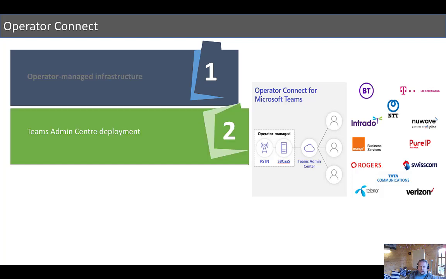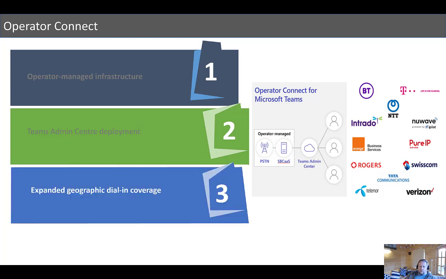The other thing it's provided is obviously access for those operators to deliver that product directly through the Teams Admin Center. And that's going to have been done through a standardized set of APIs. And that means that all those operators can deliver the same product experience back to the end user through the Teams Admin Center. But it's allowed the operators to deliver a wider scope in terms of number availability and countries than Microsoft's own calling plans do.